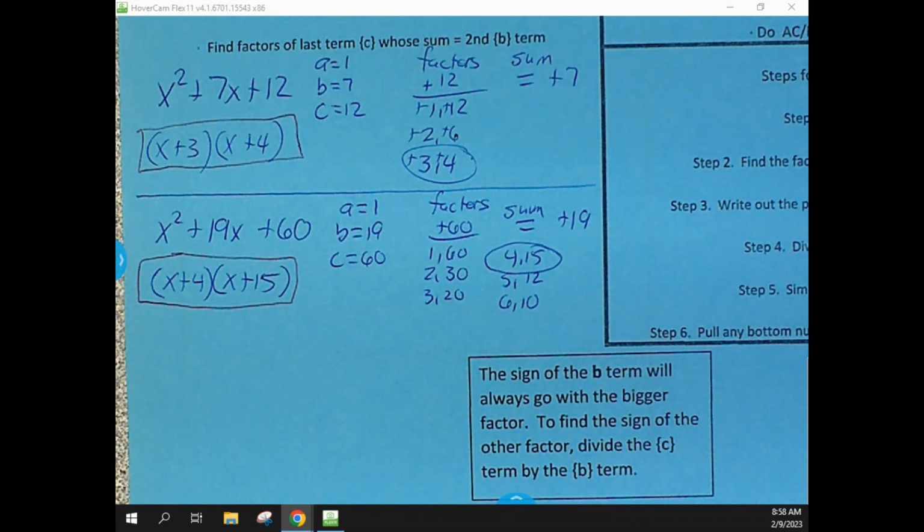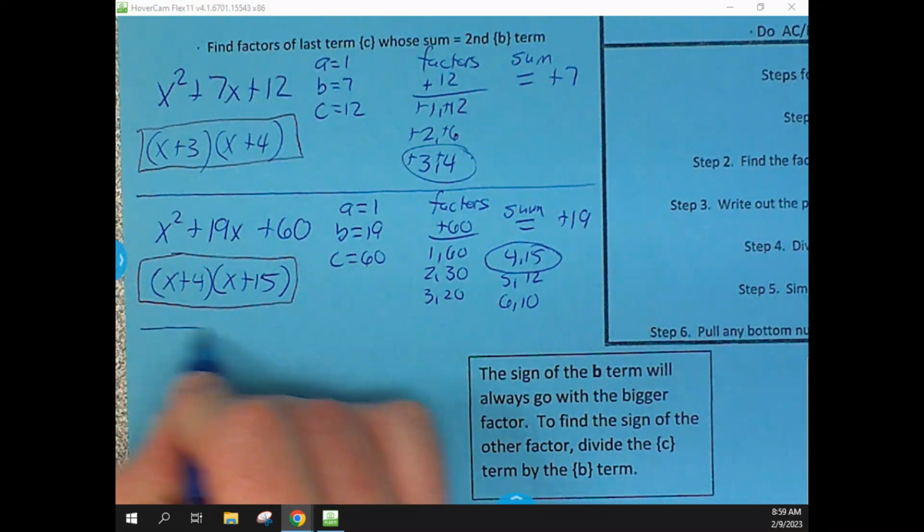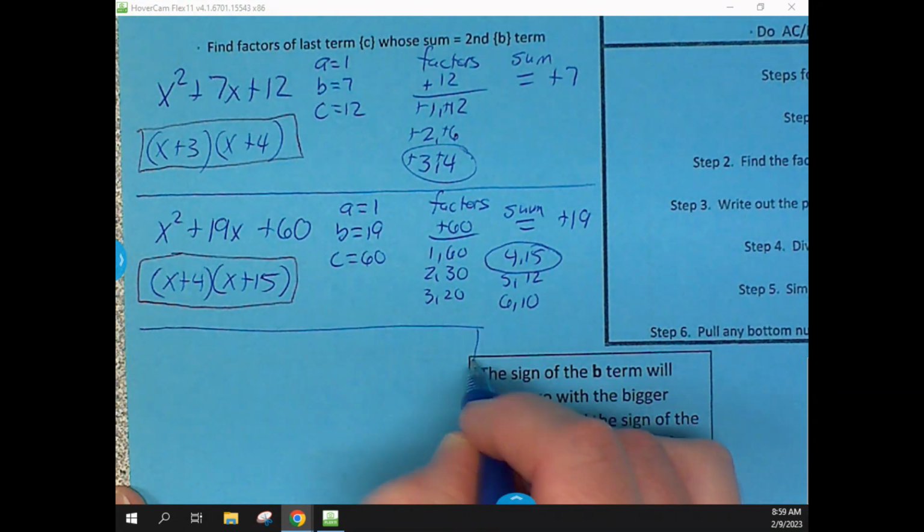Okay. And sometimes people ask, does it matter which number goes first? No. Whether you put x plus 15 first or x plus 4, it doesn't matter. As long as you've got an x plus 4 and x plus 15, it doesn't really matter where they go.